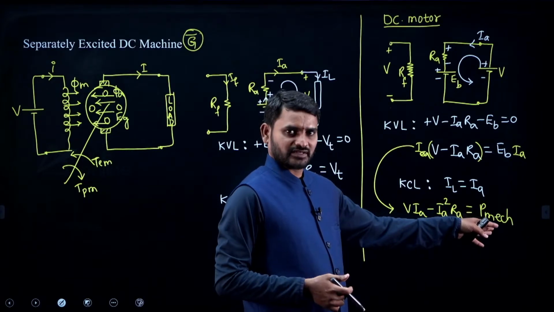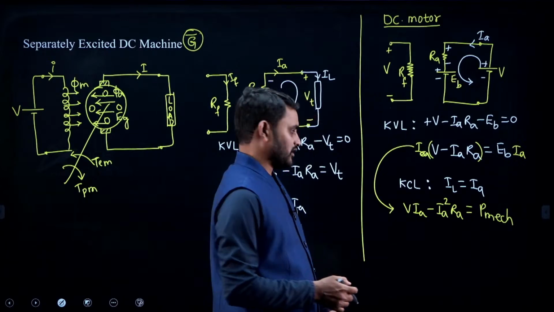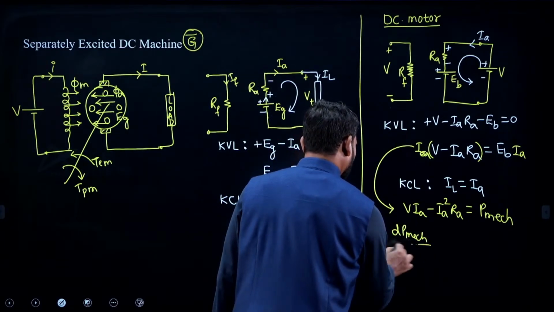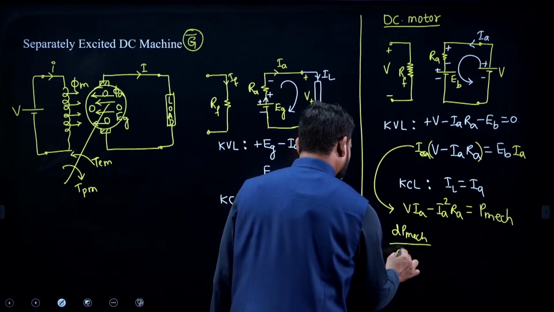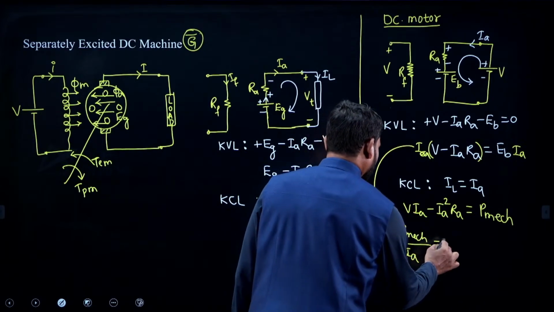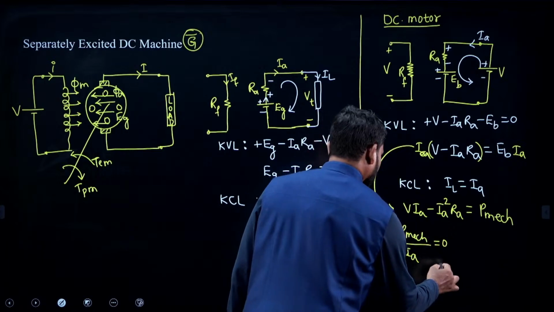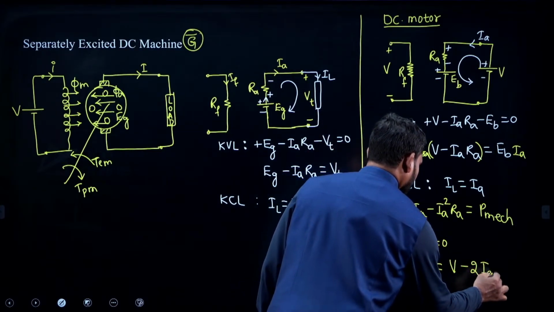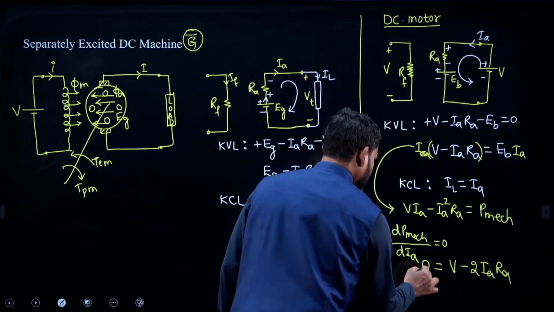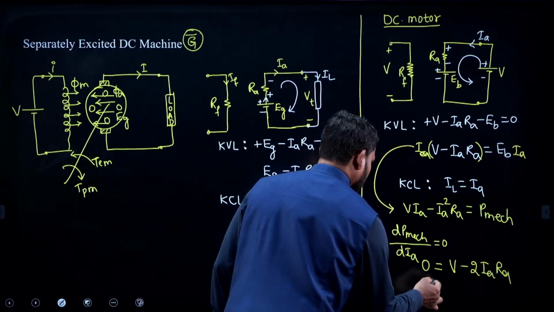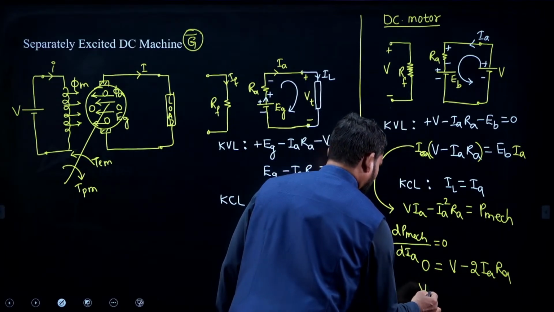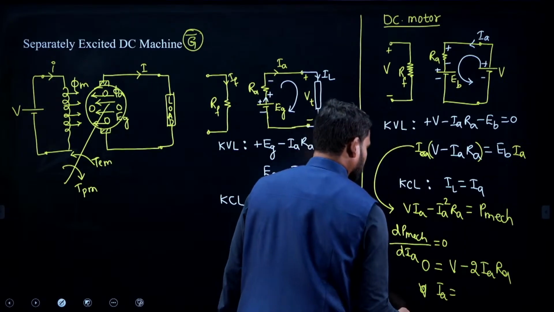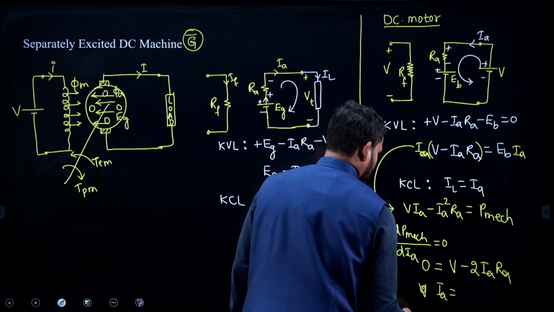You just differentiate the mechanical power with respect to the variable quantity. What is the variable quantity here? Armature current, and equate to 0. So if you differentiate, you will get V minus 2IARA, of course, is equal to 0. So you will get V is equal to 2 times IARA.